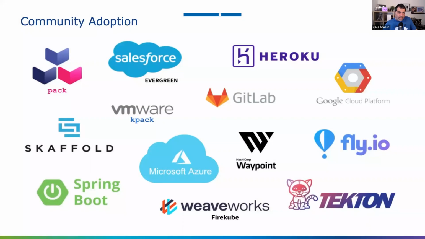Now, as you saw, there's quite a big community adoption for the project. We at VMware, which acquired Pivotal, obviously have a lot of stake in this. We contributed the Pack CLI, which we're going to see in a few seconds. We contributed the Paketo set of open source Buildpacks, which we'll see later. But there's a much broader ecosystem, obviously Heroku and Salesforce and GitLab. Google Cloud Platform uses Buildpacks for Google Cloud Run. Microsoft Azure uses it in Azure Spring Apps, and Weaveworks and Tecton. Quite a few projects use it across the landscape.